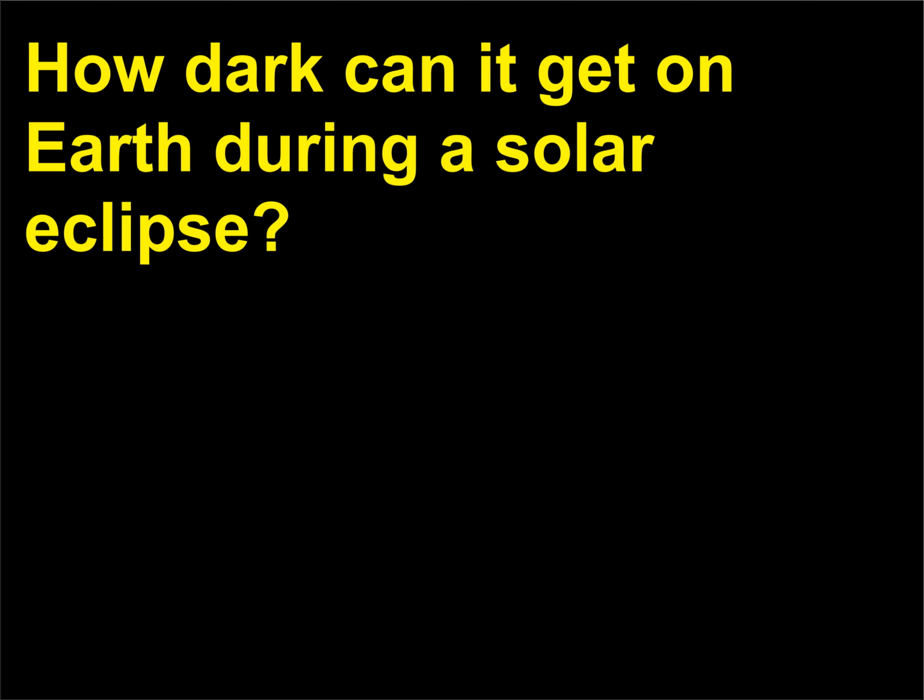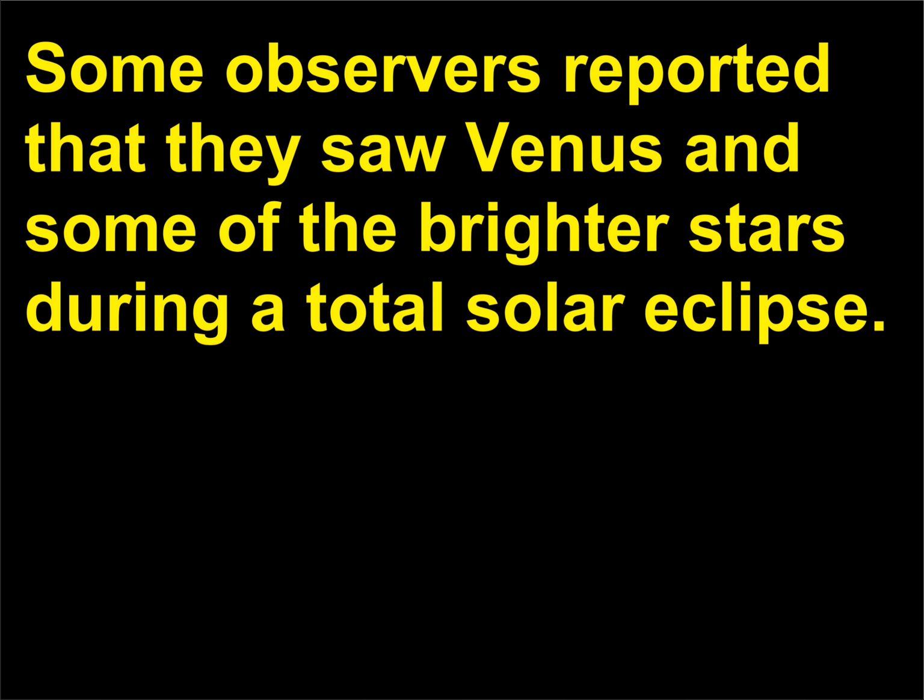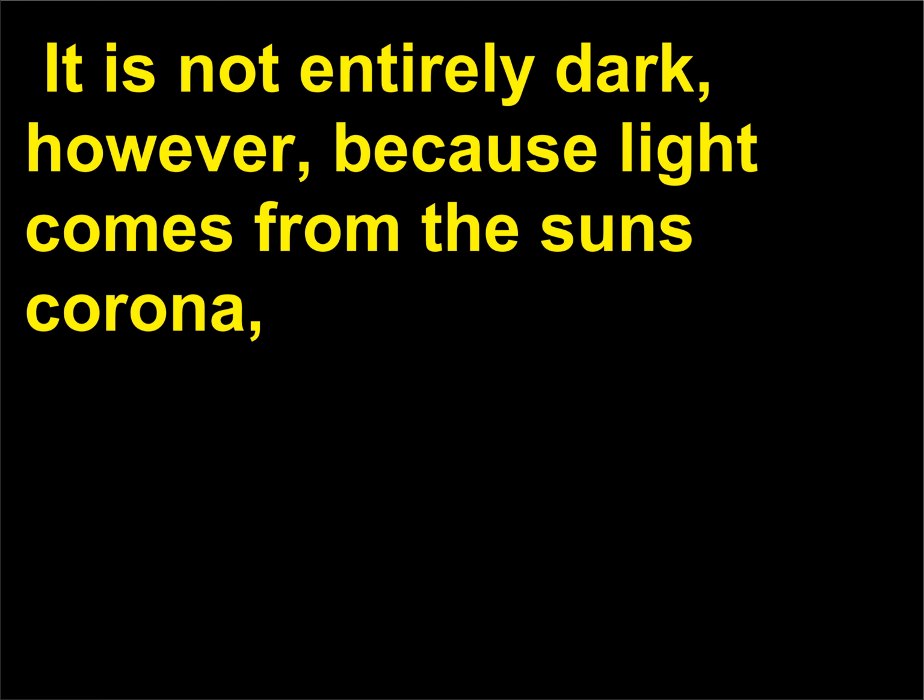How dark can it get on Earth during a solar eclipse? Some observers reported that they saw Venus and some of the brighter stars during a total solar eclipse. It is not entirely dark, however, because light comes from the sun's corona.